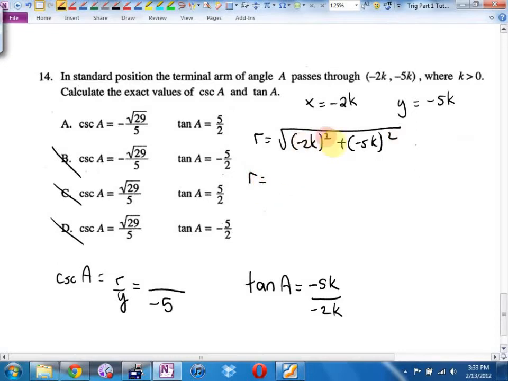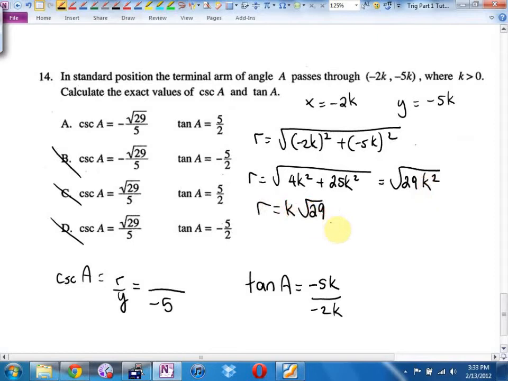The negative is going to cancel. 2k squared is 4k squared plus 25k squared. And I'm going to get the square root of 29k squared. What's the square root of k squared? I think I can write this as a k in front and a root 29 right there. Which explains why in this one, of course, the k did vanish too. Yay, it is A.